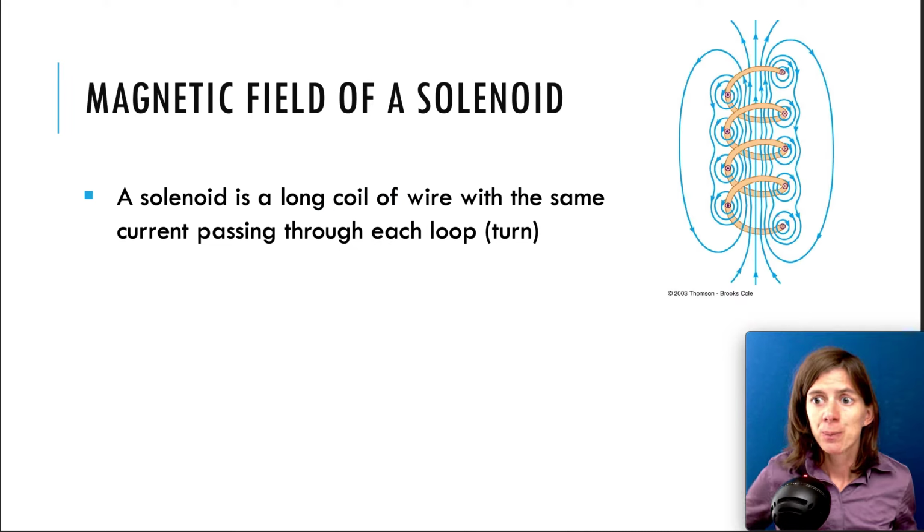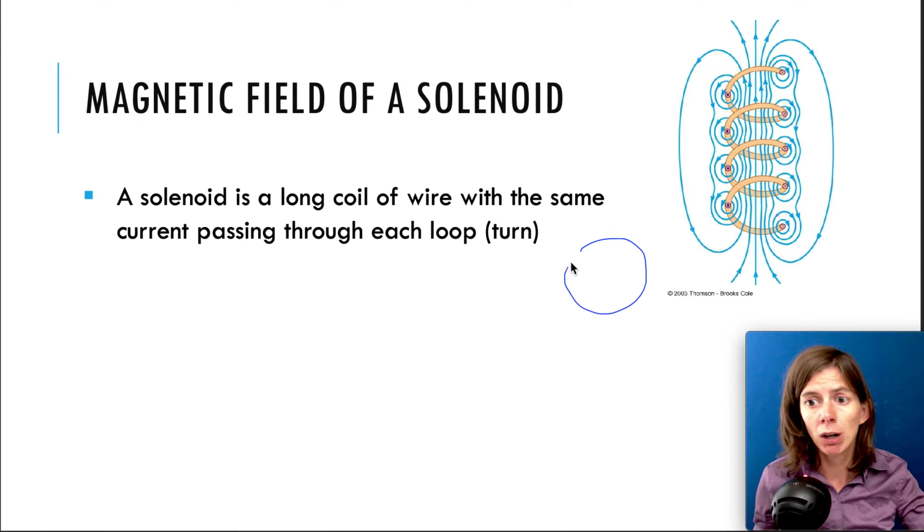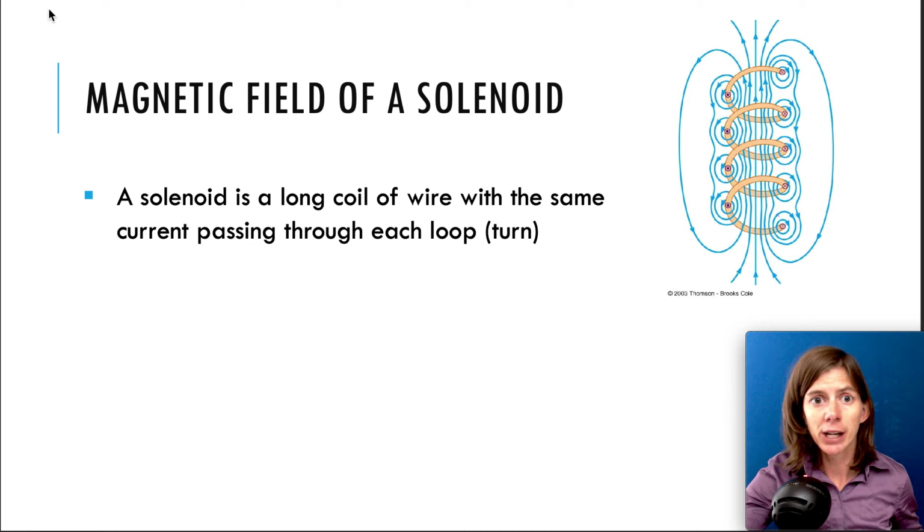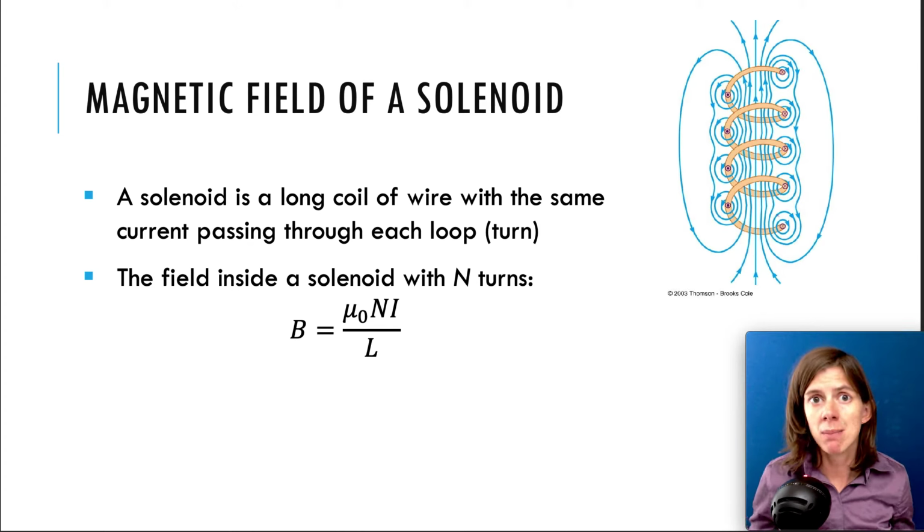Let's take a look. A solenoid is a long coil of wire with the same current passing through each loop, also called a turn. In a previous video, we talked about a loop of wire producing a magnetic field. Now we're saying, if you have a bunch of loops of wire, that's called a solenoid, and that's going to produce an even stronger magnetic field at the center because the field due to each single loop is going to combine. So what we have here is the expression for the magnetic field due to a solenoid, and this is going to be the field inside the solenoid.